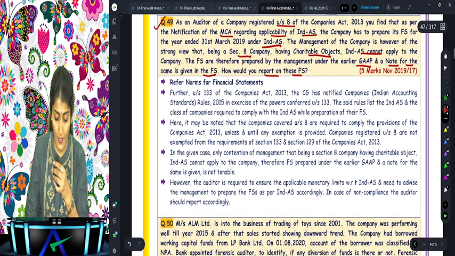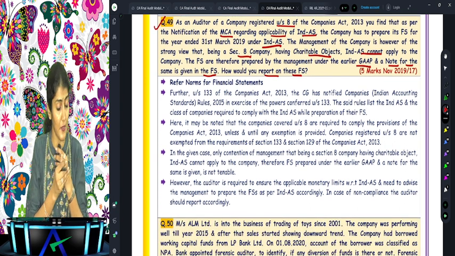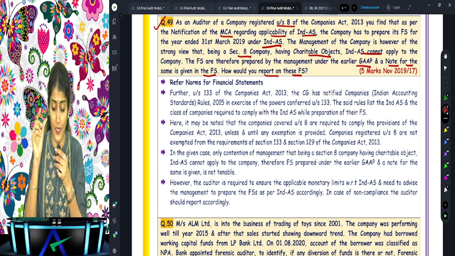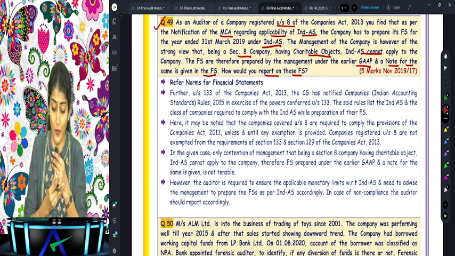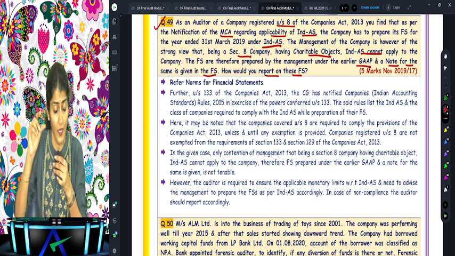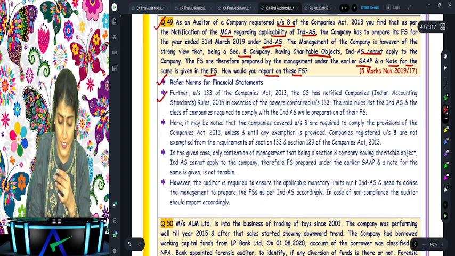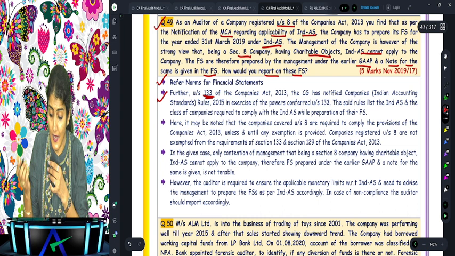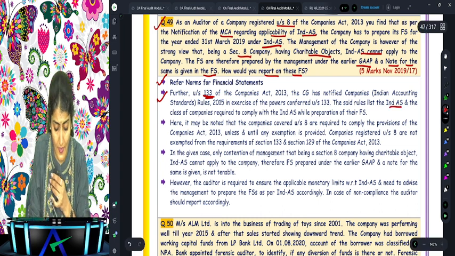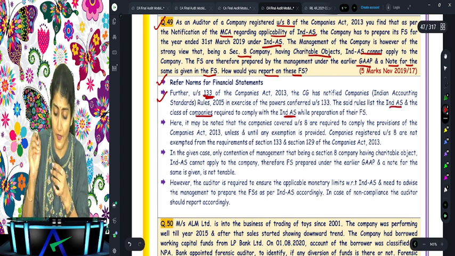Right? So again, Ind AS, what does it say? Is it not applicable to a Section 8 company? No, Ind AS is applicable based on the monetary limits. Okay, so as per the rules for financial statements under section 133, the said rules list the Ind AS and the classes of companies which have to comply with the Ind AS.